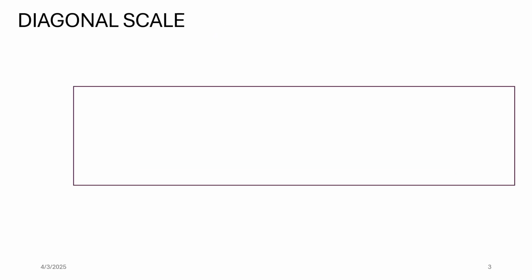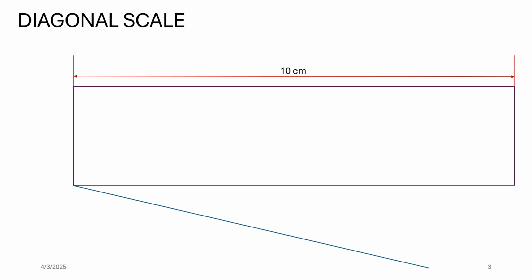In the construction, we first draw this rectangle. The length of this rectangle is going to be 10 centimeters and the height is going to be 5 centimeters. 10 centimeter is the length of the diagonal scale that we have calculated, and 5 centimeter is the minimum distance which is necessary for diagonal scale. So this length is 10 centimeters and this height is taken as 5 centimeter.